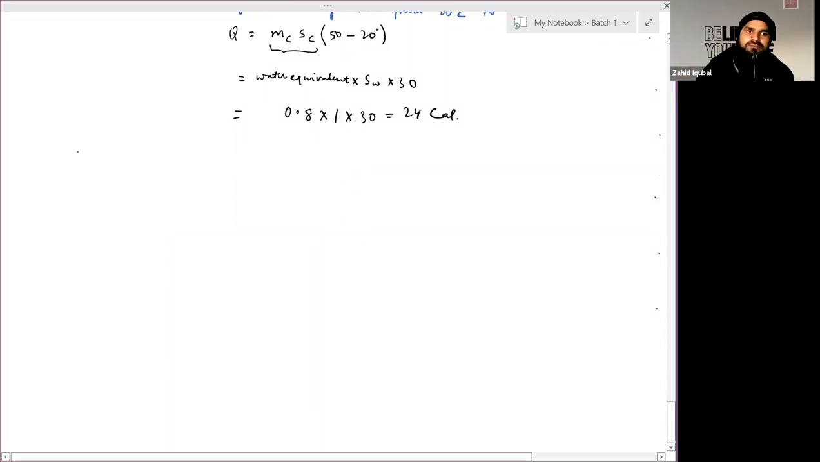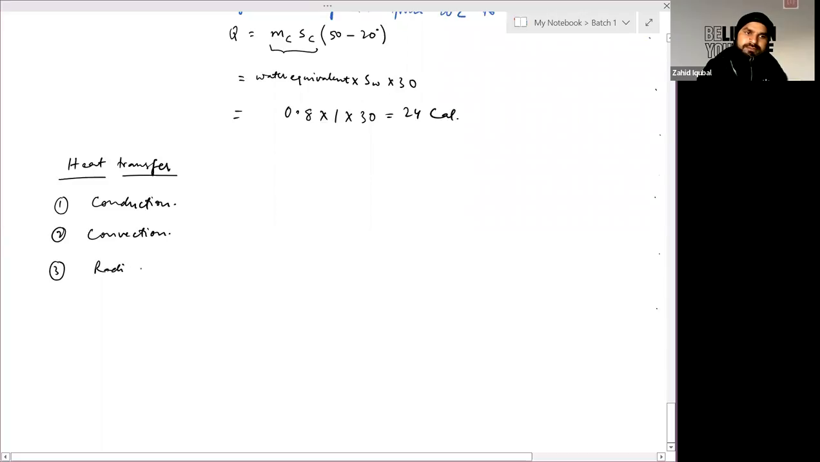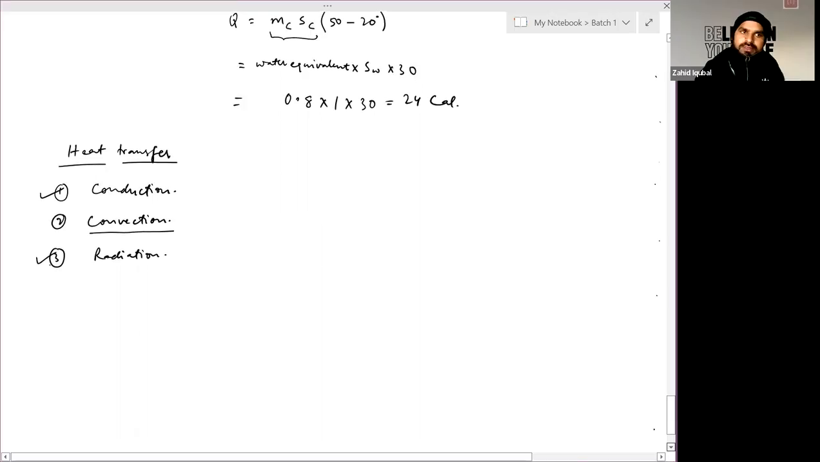Next is heat transfer. For this heat transfer, we really have to define three different processes. First, conduction. Second, convection. And third, radiation, in which the second part is deleted from your syllabus. So you're left with just conduction and radiation. So let's start with conduction.